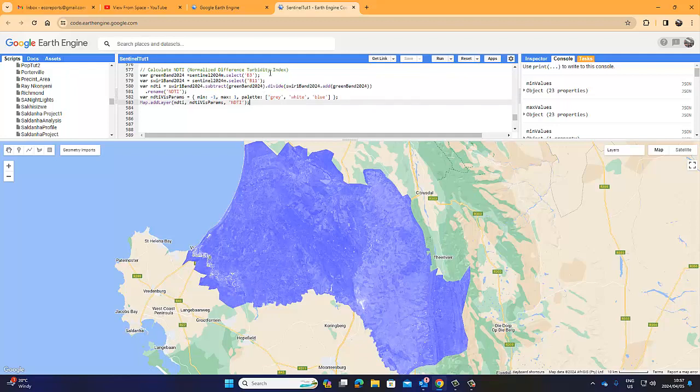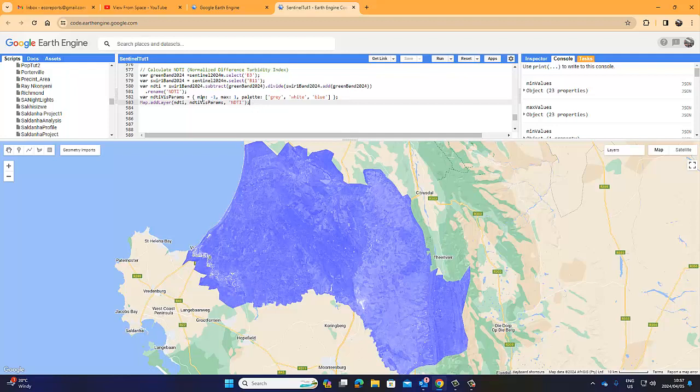Now, the turbidity index is supposed to give you the clarity of the water, how clear the water is. So it's supposed to focus on water areas and give you an indication of the water. So in theory, it has nothing to do with built-up or bare soils. It focuses on water, and this is what we get.